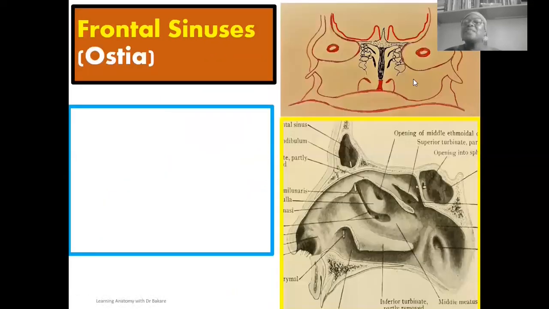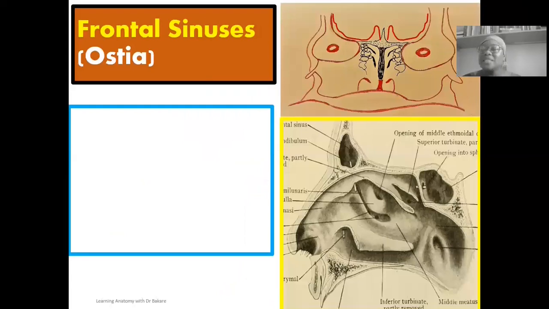So going further, let's look at the ostia of the frontal sinuses. We know we now have 2 frontal sinuses. We have one on the right and we have the other one on the left. And we've said that they are located at the junction where the squamous part of the frontal bone meets with the medial region of the orbital part of the frontal bone. So this is where it's located here in this image. So this is where we have the frontal sinuses.